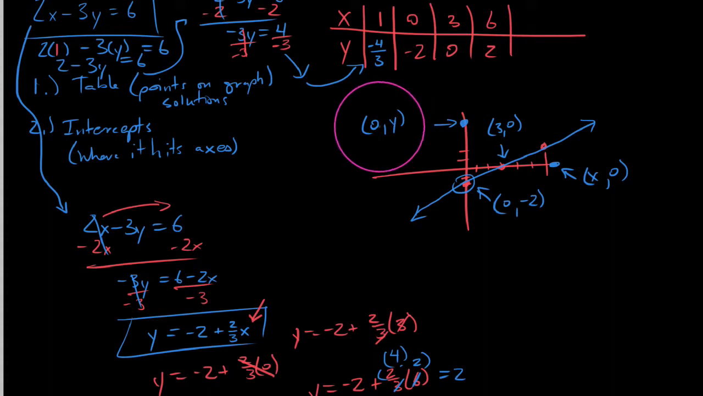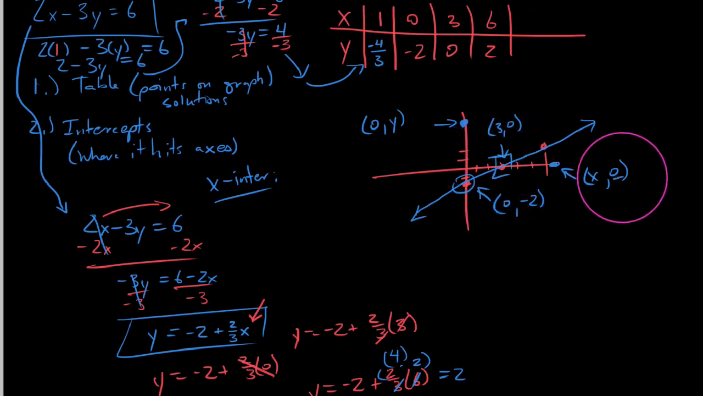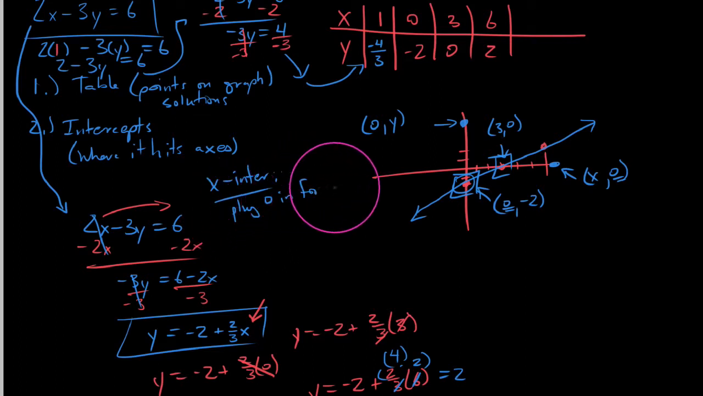So in order to find intercepts, what we're going to do is this. We could find the x-intercept by plugging in 0 for y. To find where it hits my x-axis, that'd be right here, we're going to plug in a 0 for y. And to find where it hits my y-axis, which is right here, we'll plug in 0 for x. So basically, in a nutshell, for the x-intercept, we plug 0 in for y, and solve. Okay? And we're going to do that here.